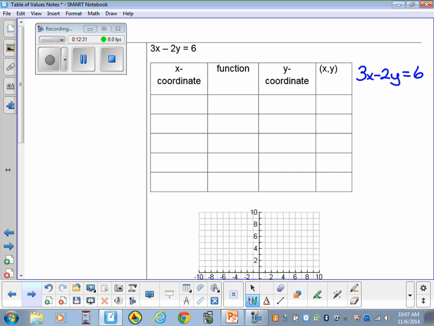How do I move the 3x? Subtract it. So minus 3x, minus 3x. So I have negative 2y equals negative 3x plus 6. Make sure that x term comes right after the equal sign. Am I done? Nope. I need to divide everything by negative 2, all 3 parts. So y equals 3 halves x minus 3.